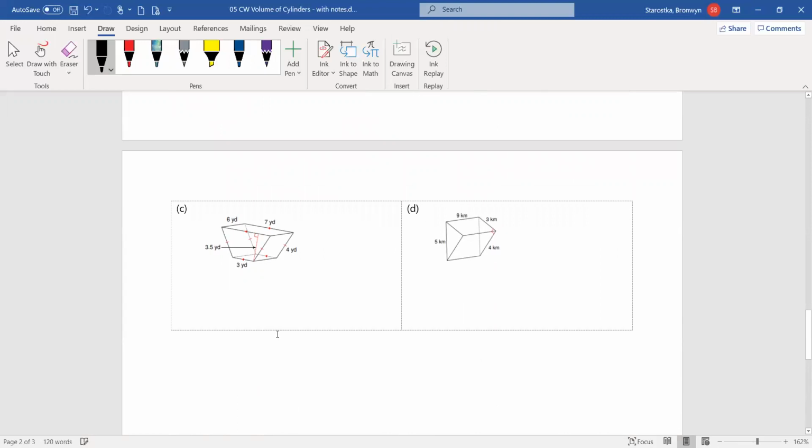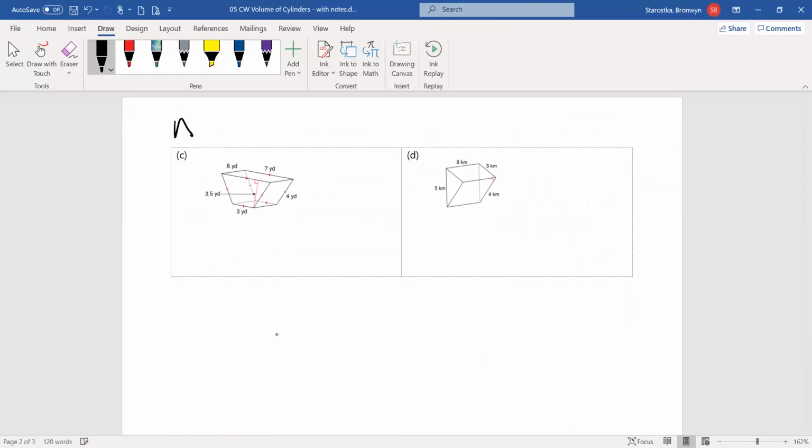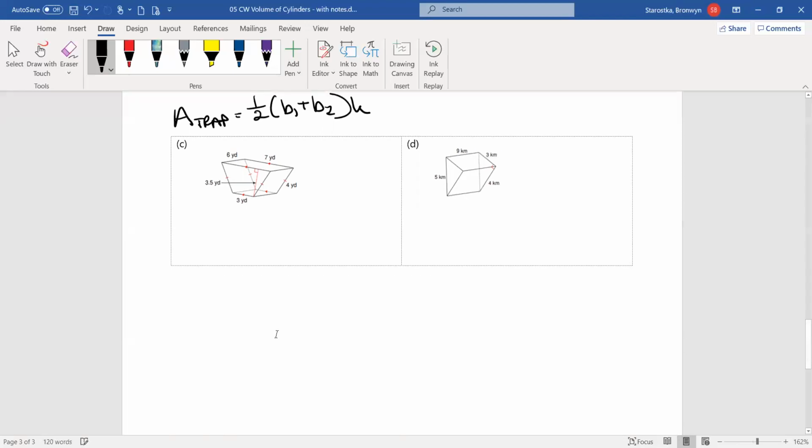We have 2 more here. So area of the base is the trapezoid. So remember, area of a trapezoid is 1/2 base 1 plus base 2 times the height. It's not laying on its trapezoid face. So when you look at it, let's make sure we don't plug in a height of 3.5. Look at the diagram. What would the height of this trapezoid be if it was laying flat on its trapezoid side? I'll give you a second to think about that.